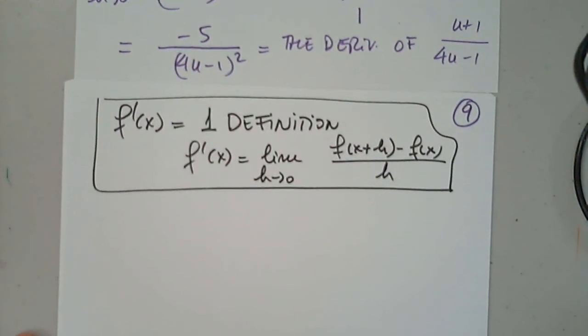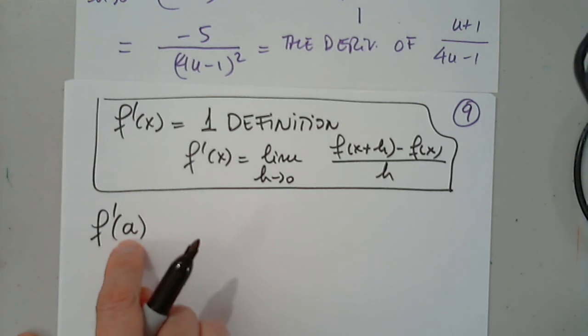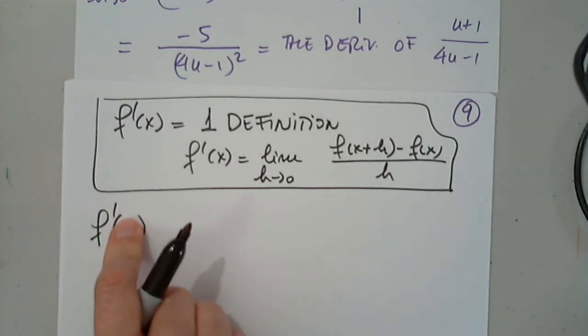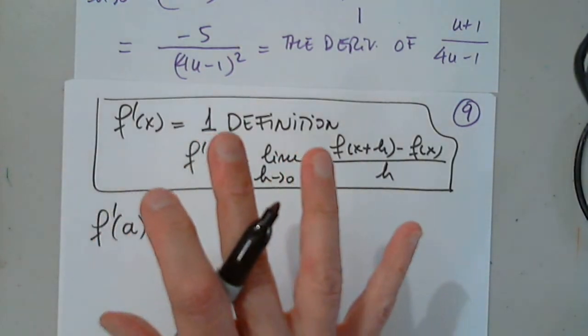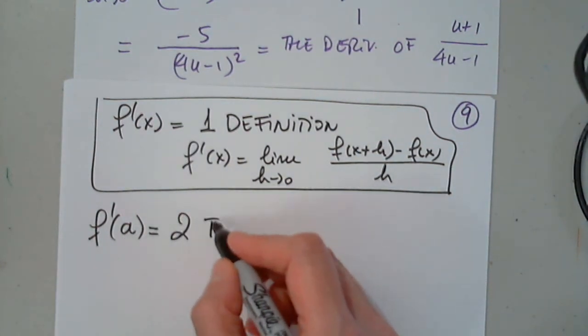We do have, however, two definitions for f prime of a number. A is a number. It's not the same a from the limit that we played with. No, it's just any number. So there are two definitions.